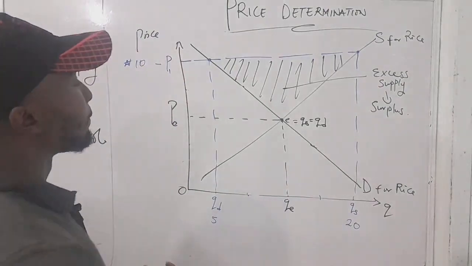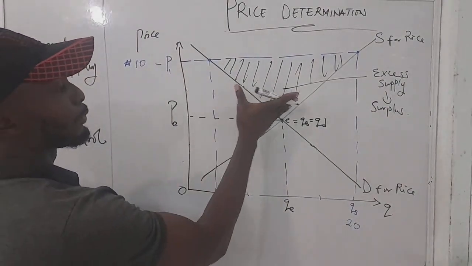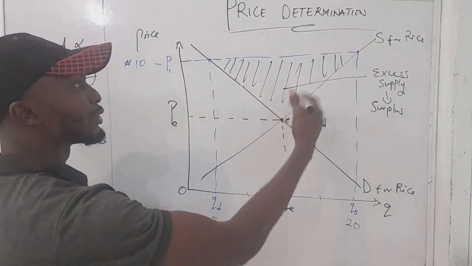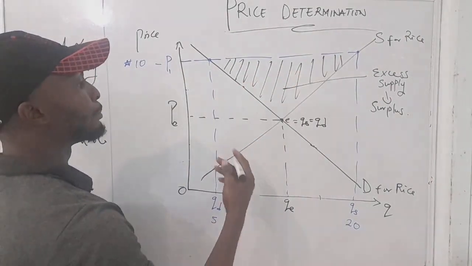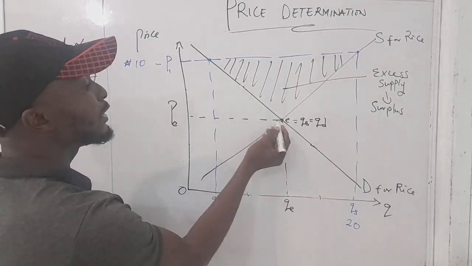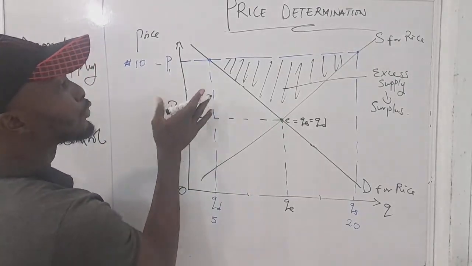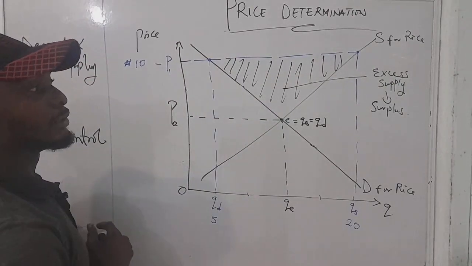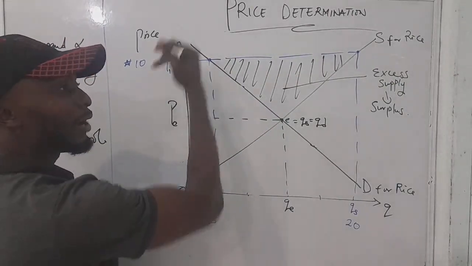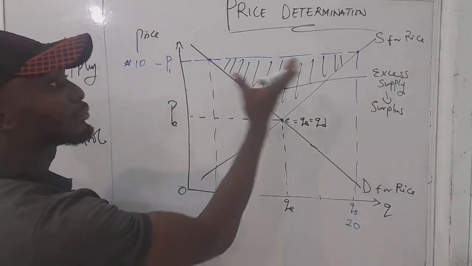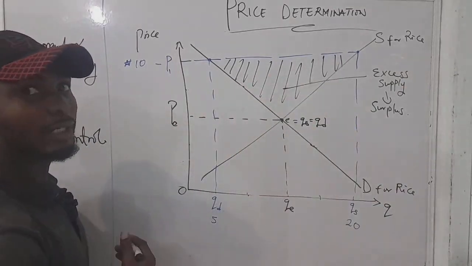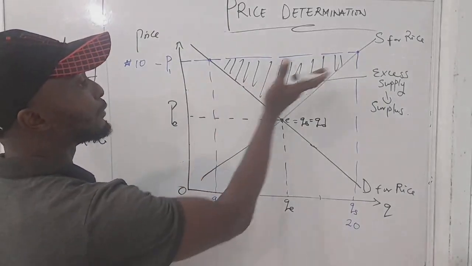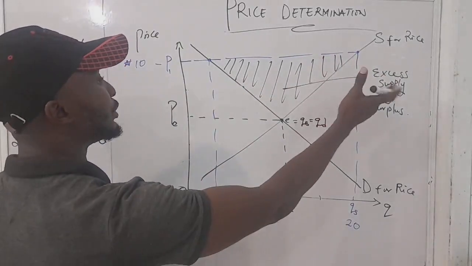Now, anytime we have this surplus, it indicates that the supply of a product is higher than the demand for that product. So we can see that above the equilibrium price, supply is usually higher than the demand. Depending on how high the price is, that will tell you how much excess you can have in this market. So above the equilibrium price, you have excess supply, which is surplus.